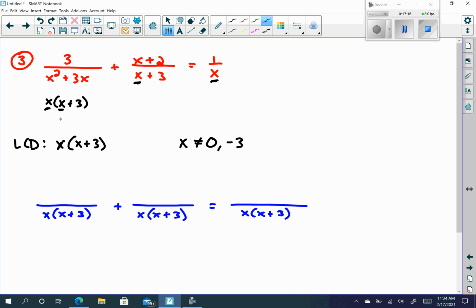All right, well, nothing changed from this first denominator, so I'm still going to have a 3 up here. The second denominator got multiplied by an x, so I need to multiply the numerator, x plus 2, by the x. And then the third fraction here, that denominator got multiplied by an x plus 3, so I would have x plus 3 here. So now at this point, because it's an equation, I can multiply everything throughout by the LCD, which means I can just cross these out. So now I'm left with 3 plus x times the quantity x plus 2 equals x plus 3.